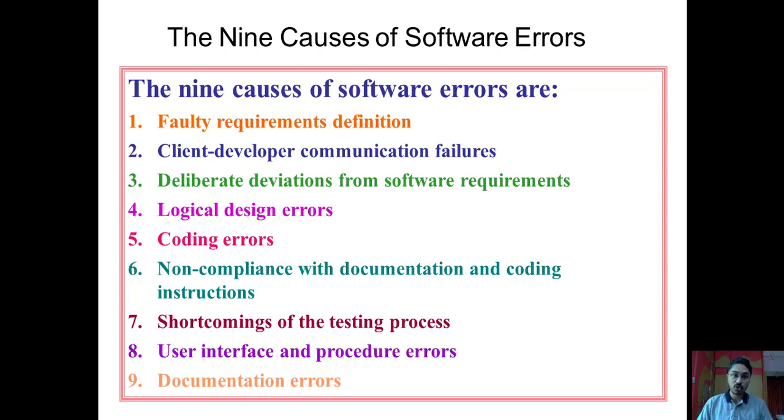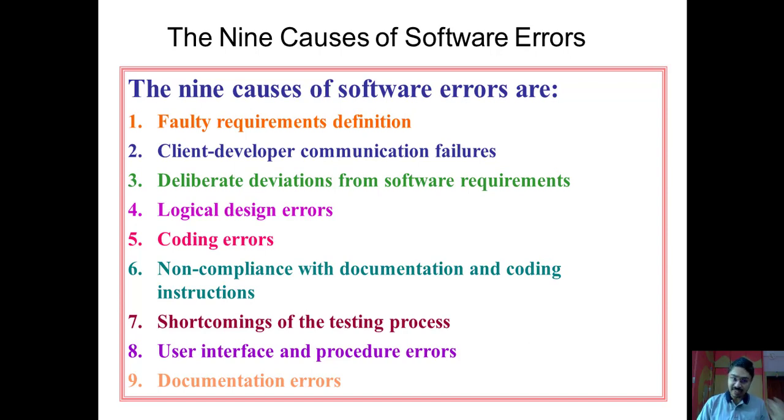So that is a major source of the problem. The second is client and developer communication failures. If client and developer are not on the same side, or they have not agreed upon a particular point, and that communication has failed, then obviously errors can be introduced in the software system.